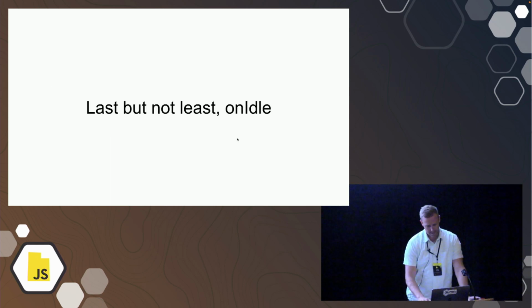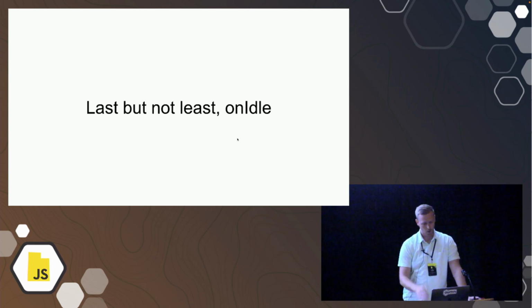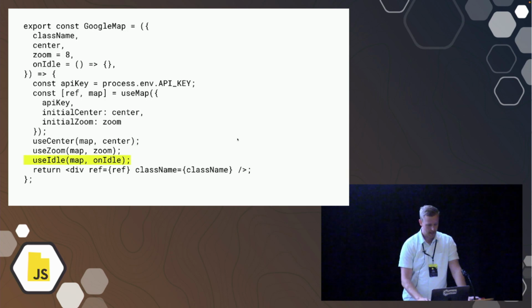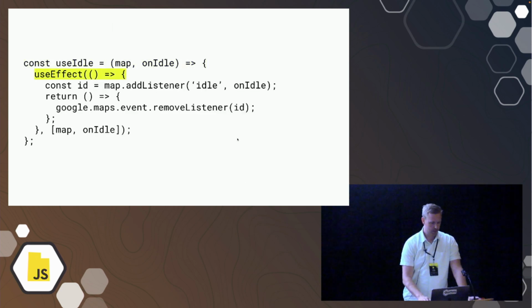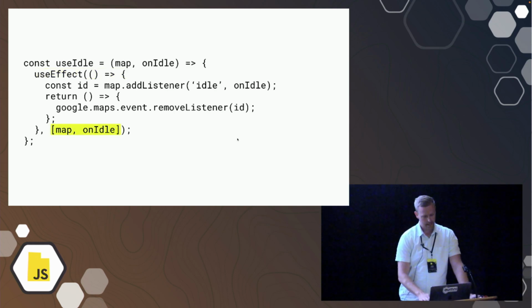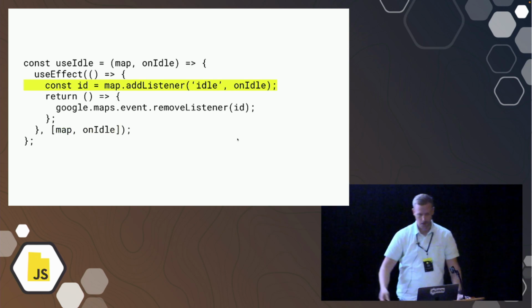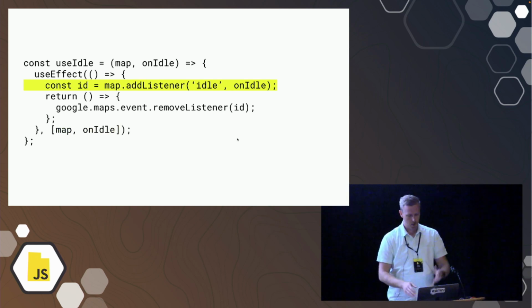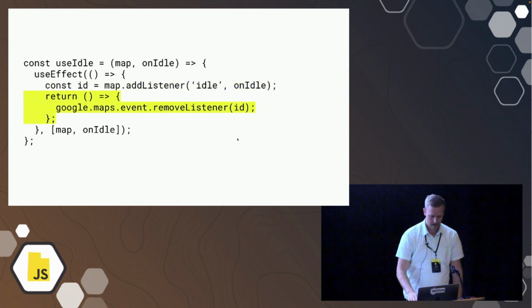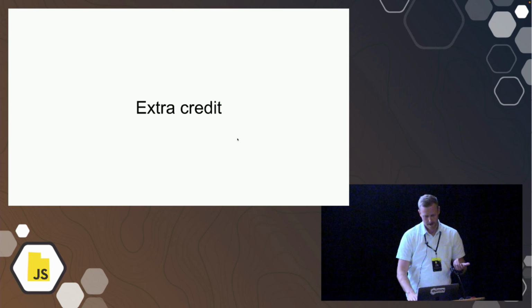All right, last but not least, onIdle. So this is one of those events that we saw you can tap into. We can create a custom hook for that as well. This one is just a little different, still using useEffect. And whenever these two things change, it will run the effect. And so we're able to add a listener. So whenever the user goes idle on the map, you can do something based on that. And then, of course, you've got to clean up after yourself. All right, so not bad.